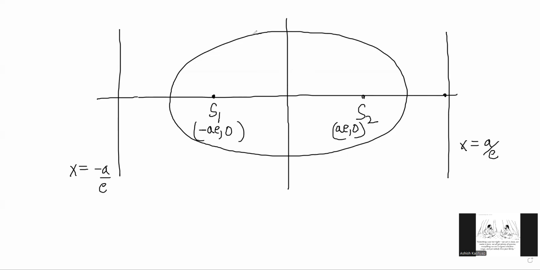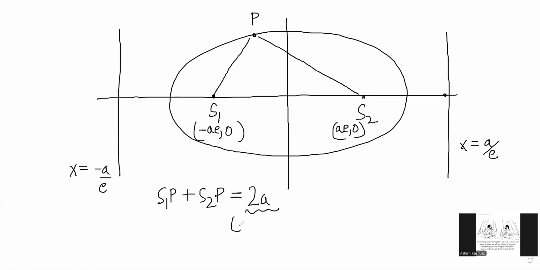Now, a very important property of the ellipse is that for any point P on the ellipse, if you try to find the sum of the focal distances of P, S1P and S2P, you will always get S1P plus S2P is equal to 2a, which is the length of the major axis. So how can we understand this property? Why is this happening? So think about it.